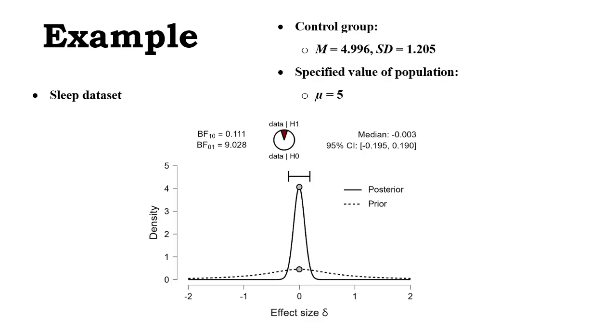The Bayes factor BF01 is 9.028, which means that the marginal likelihood of the null hypothesis model is 9 times higher than the marginal likelihood of the model with the alternative hypothesis. Therefore, this gives us confidence in the null hypothesis, it's evidence in favor of the null hypothesis, and so we can be sure that our control group is representative of that population.